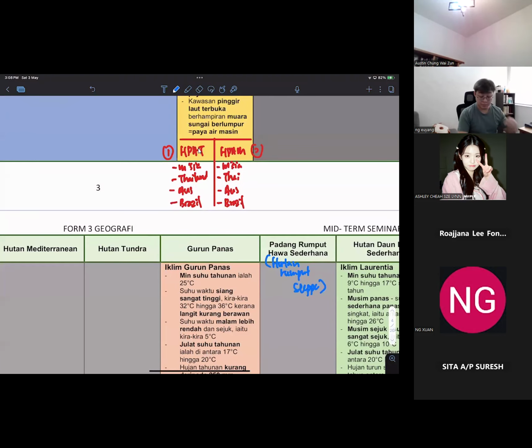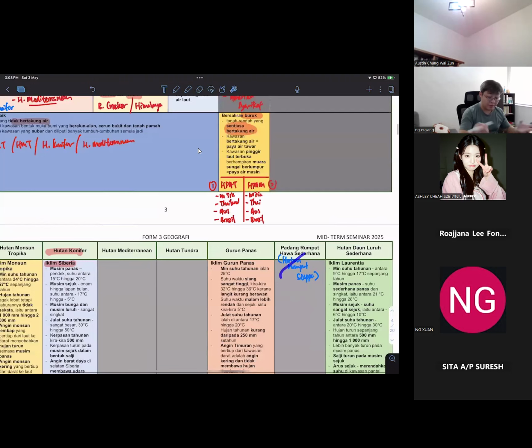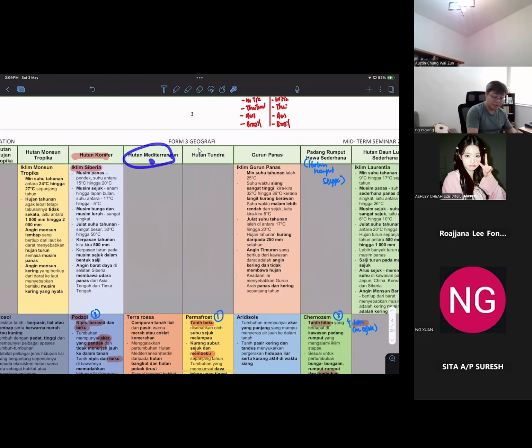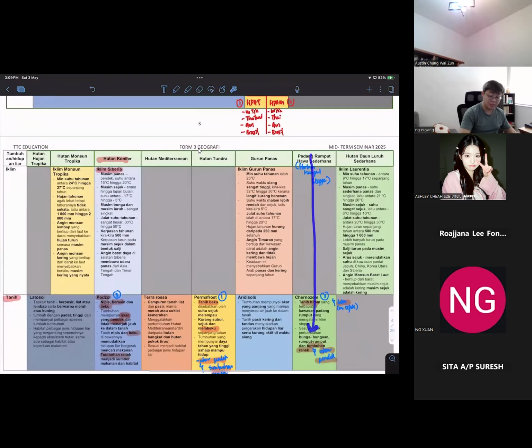Steppe. Okay. So all the plants here we have to memorize as grass, rumput: feather grass, big blue stem grass, buffalo grass, switch grass. This is all the contour for padang rumput hawa sederhana. So this is right-hand side below, the ecliptic Siberia, ecliptic steppe. On the left-hand side will be the ecliptic Mediterranean. So this is hutan Mediterranean for the terra rosa. Understand? So that's why you can see the same columns. So this is your fourth tanah for the terra rosa.